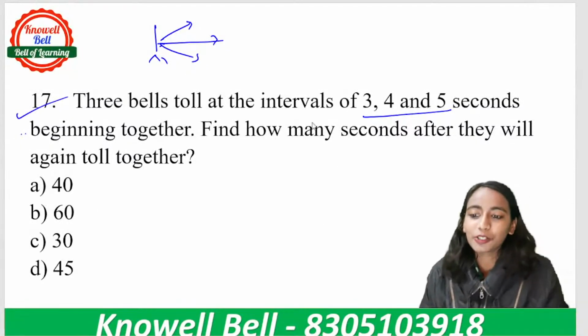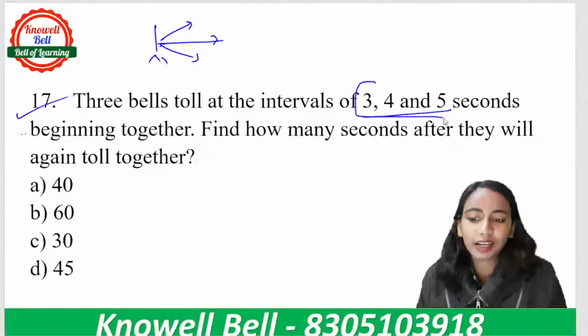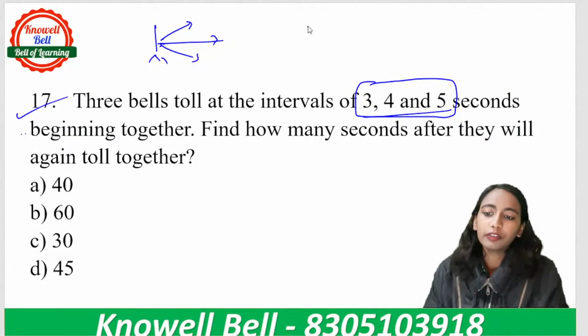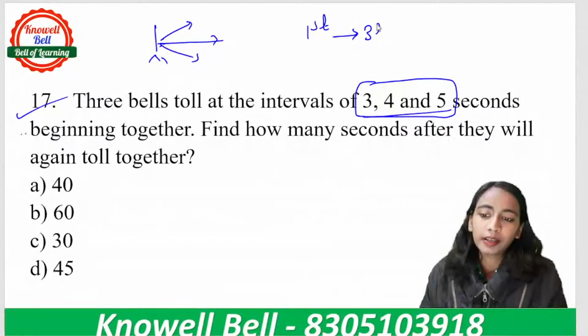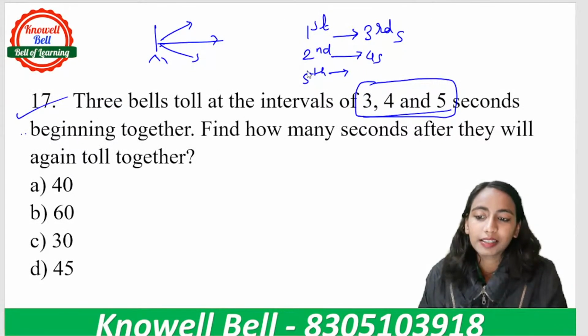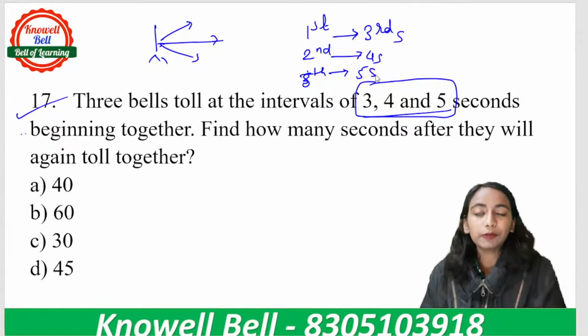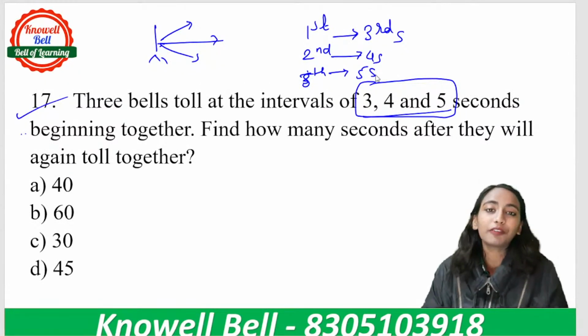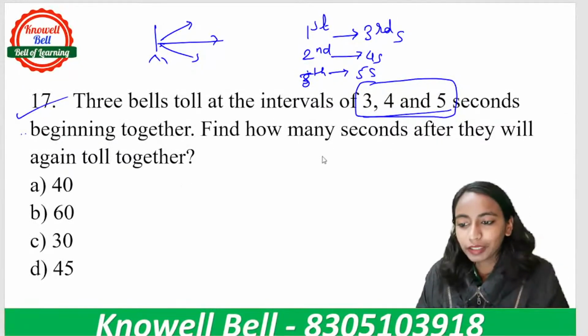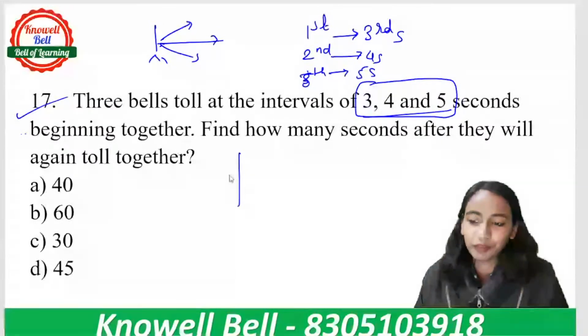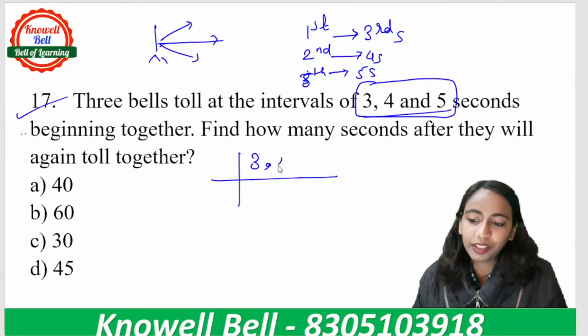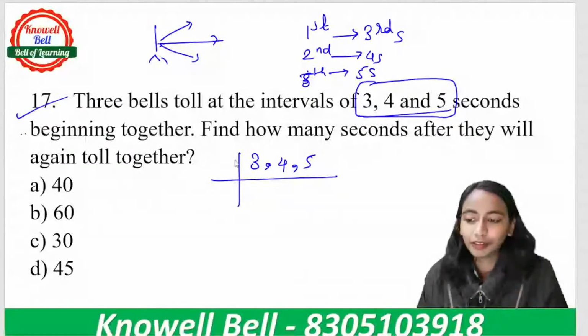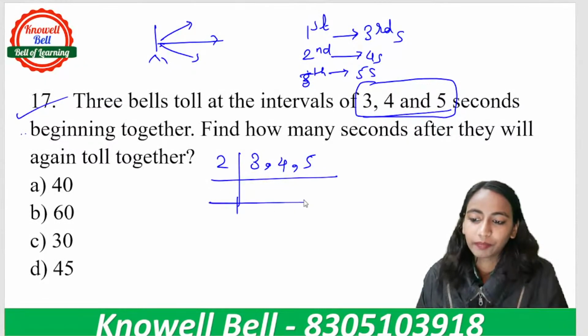So three bells toll together, as I said. The three bells started to ring together, and after that, the first bell is ringing after every 3 seconds, okay? The second bell is ringing after every 4 seconds, and the third bell is ringing after every 5 seconds. So we have to find the next interval after which they will toll together. So what will we take? LCM. We will find it with the help of LCM of 3, 4 and 5.